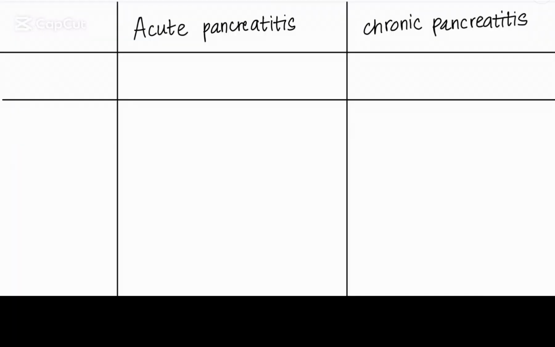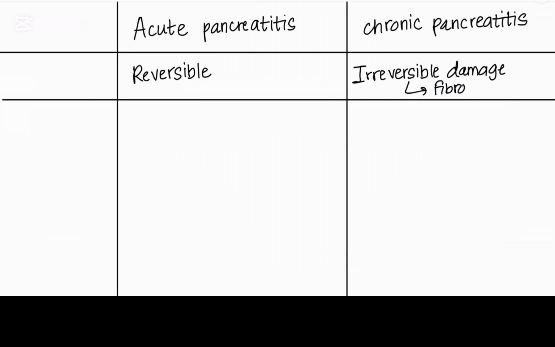So in this short clip, we'll be looking into the differences between acute pancreatitis versus chronic pancreatitis. Acute pancreatitis is a sudden inflammation of the pancreas, which is often reversible. Whereas chronic pancreatitis is progressive, and there is irreversible pancreatic damage leading to fibrosis and loss of function.